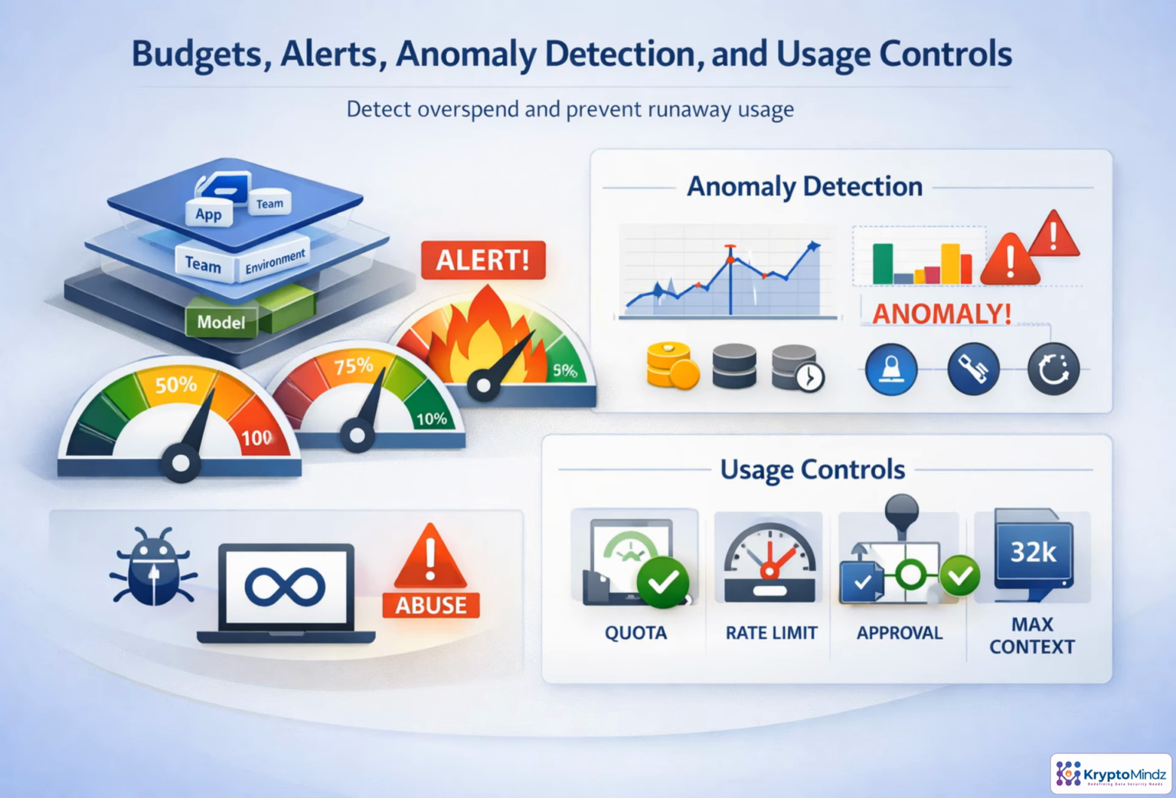Cost control is also an operational safety layer. Set budgets for each app, team, environment, tenant, and model, and alert early as usage approaches limits. Watch for unusual patterns: output tokens jumping, retries spiking, or cache hits dropping. When risk appears, controls such as quotas, rate limits, approvals, and context caps can stop bugs, abuse, or runaway loops before they become expensive.